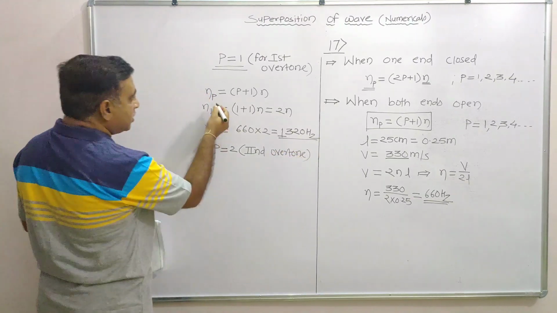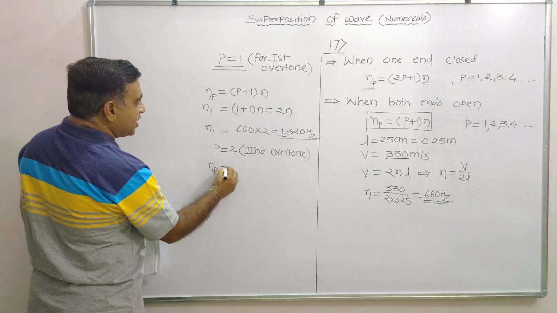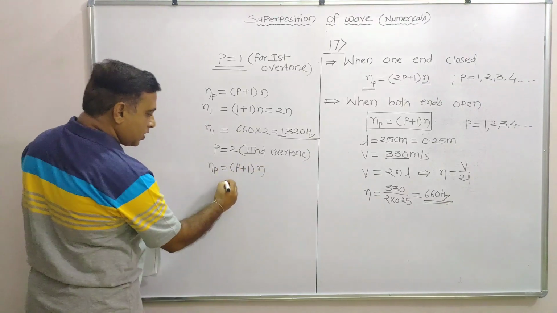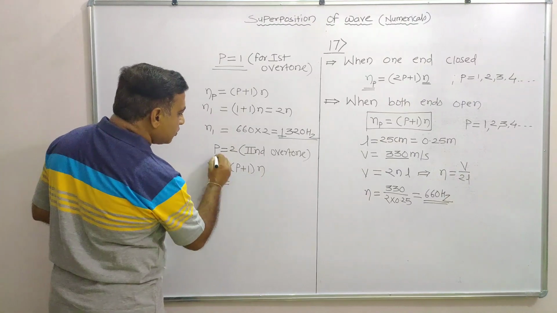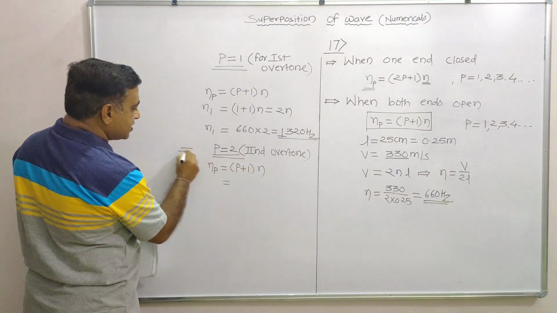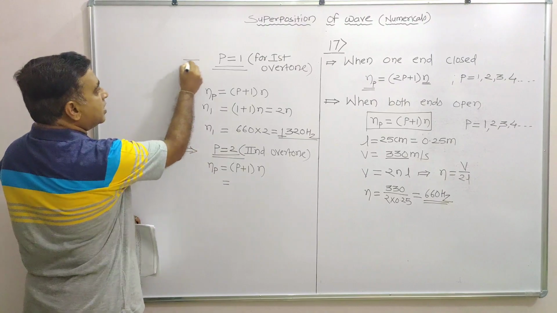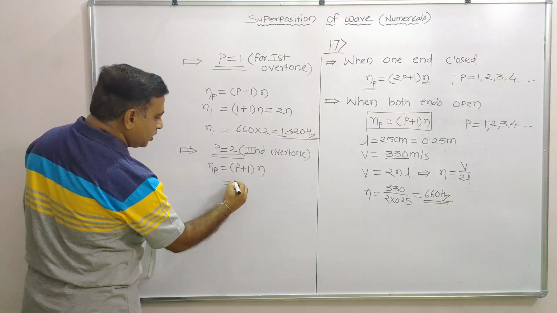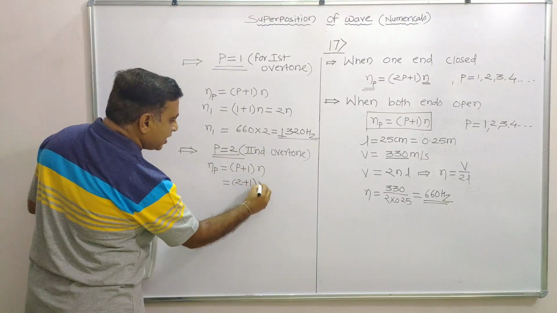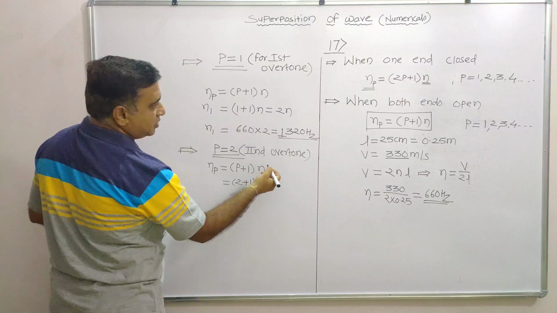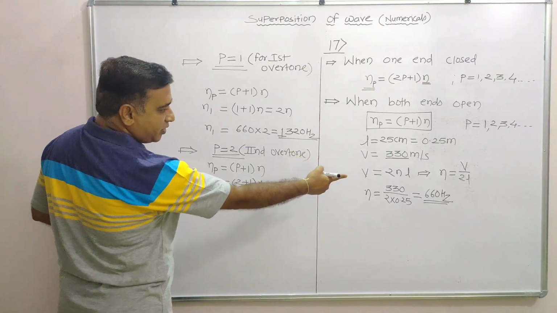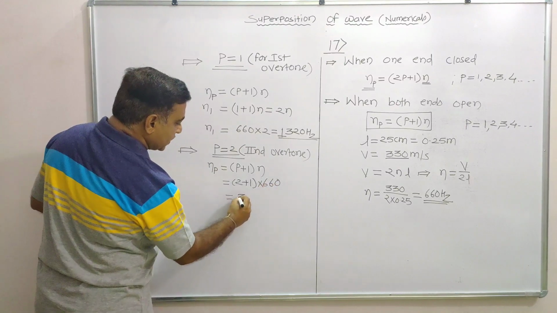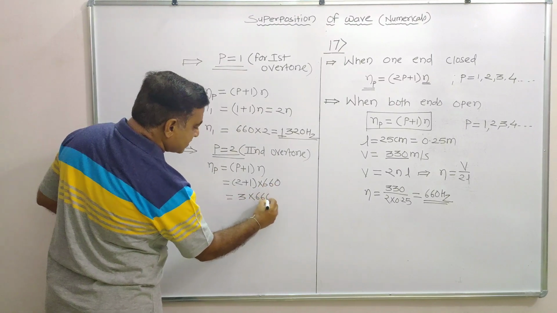For the second overtone, we know the general formula: Np is equal to (P plus 1) into N. For the second overtone, P is equal to 2. P is equal to 1 for the first overtone, and P is equal to 2 for the second overtone. So (2 plus 1) into N. N is already calculated: 660. 3 into 660.